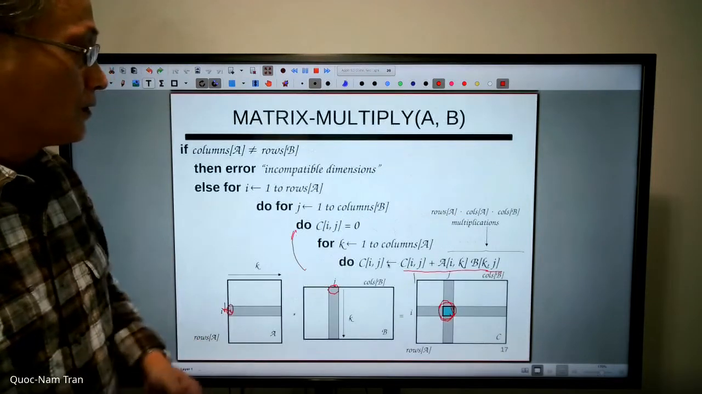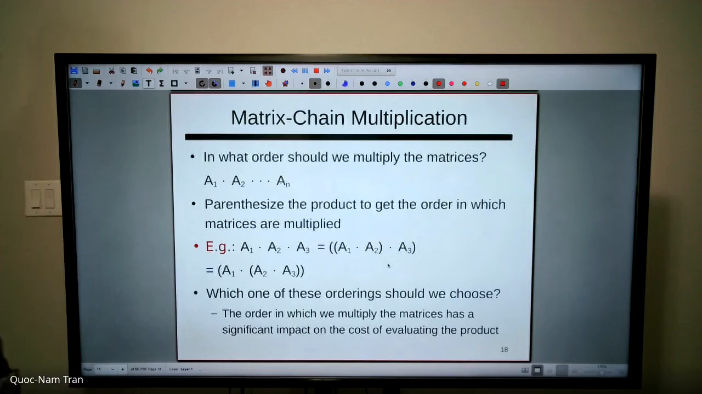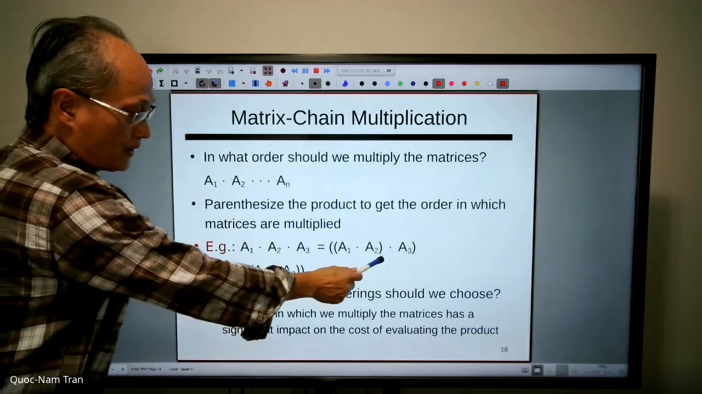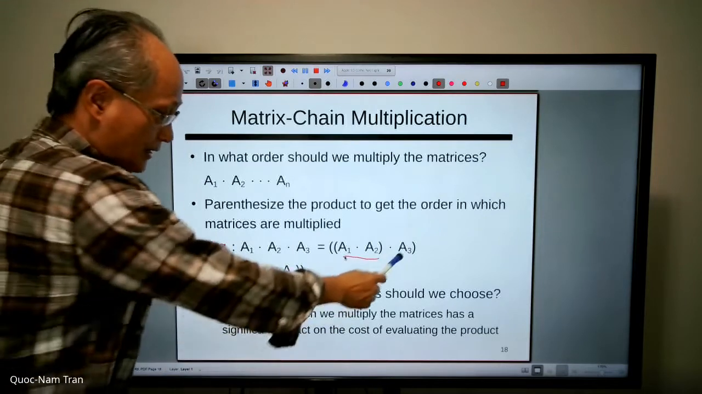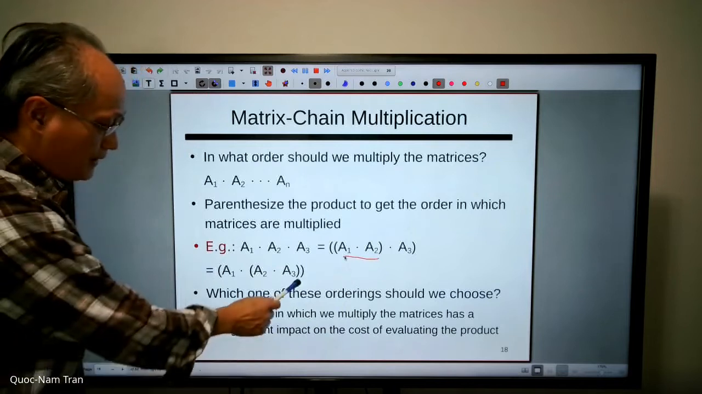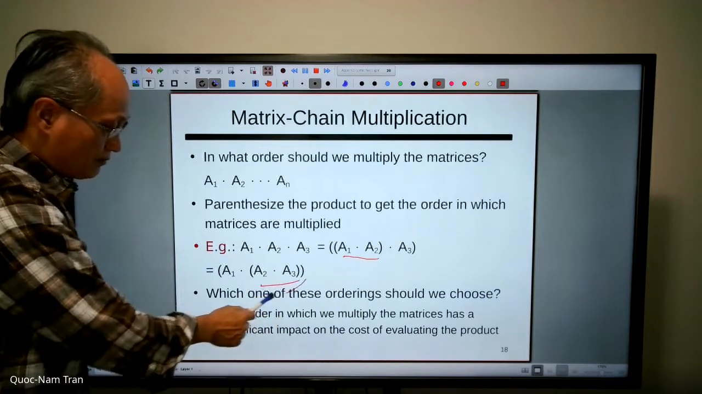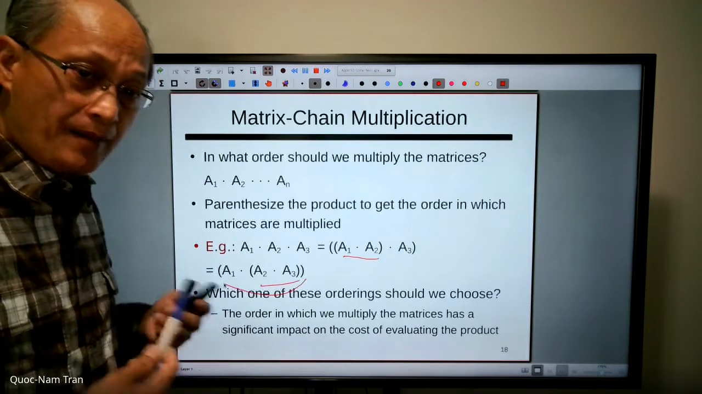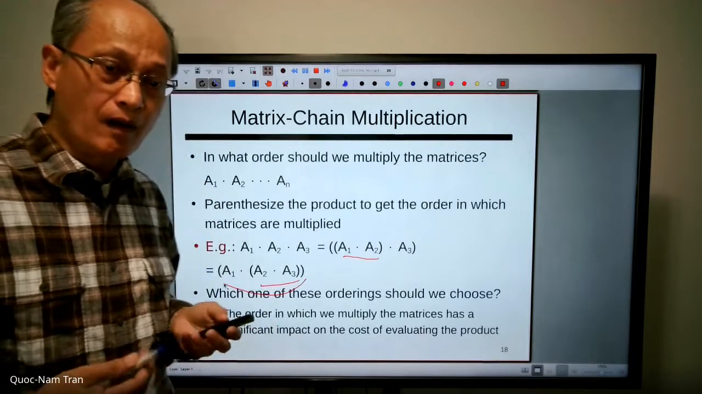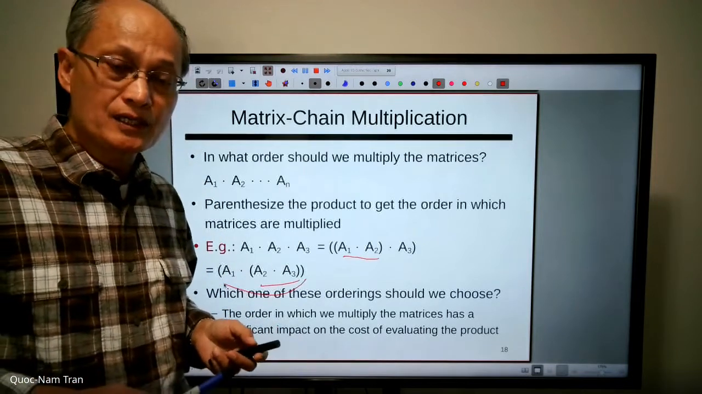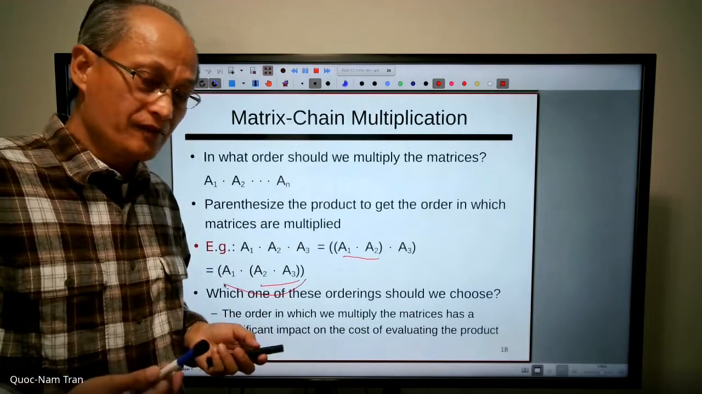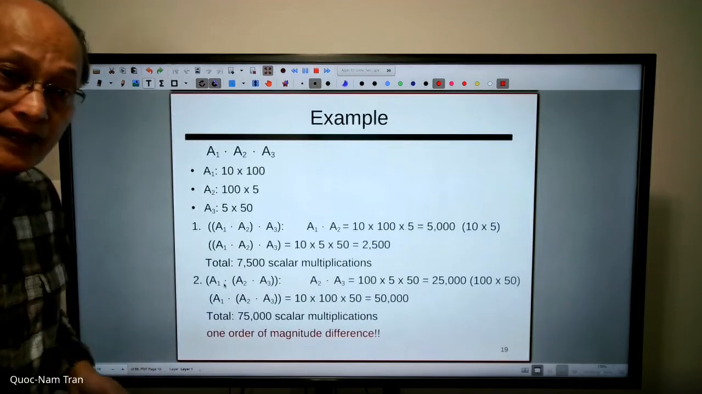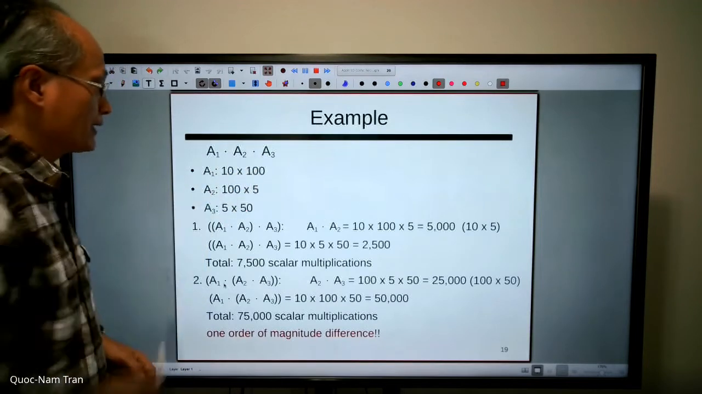So for example, if we have three matrices, you can multiply A1 and A2 first. After that, multiply with A3, or multiply A2 and A3 first, and after that, multiply with A1. The results are the same, but the number of steps, or the number of small multiplications of elements, will be quite different. Last time I showed you some examples. For example, if we have A1, A2, and A3 like this.